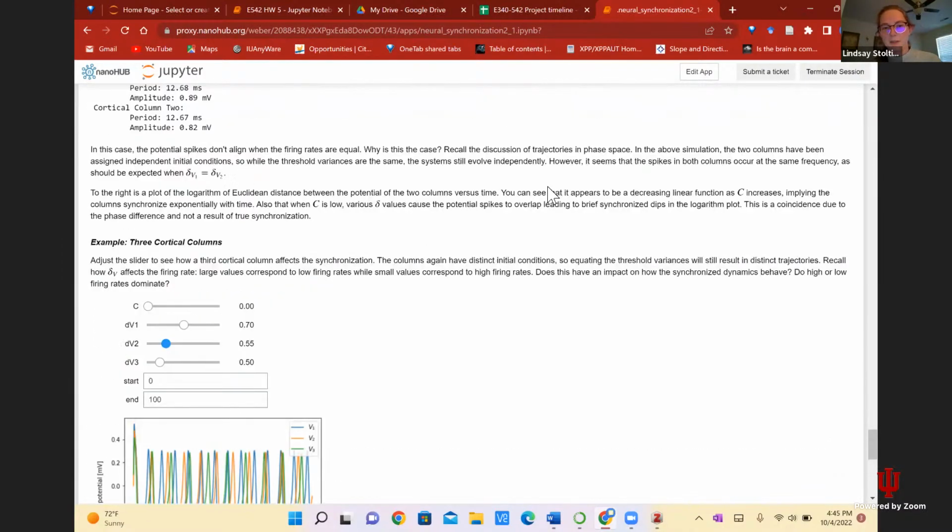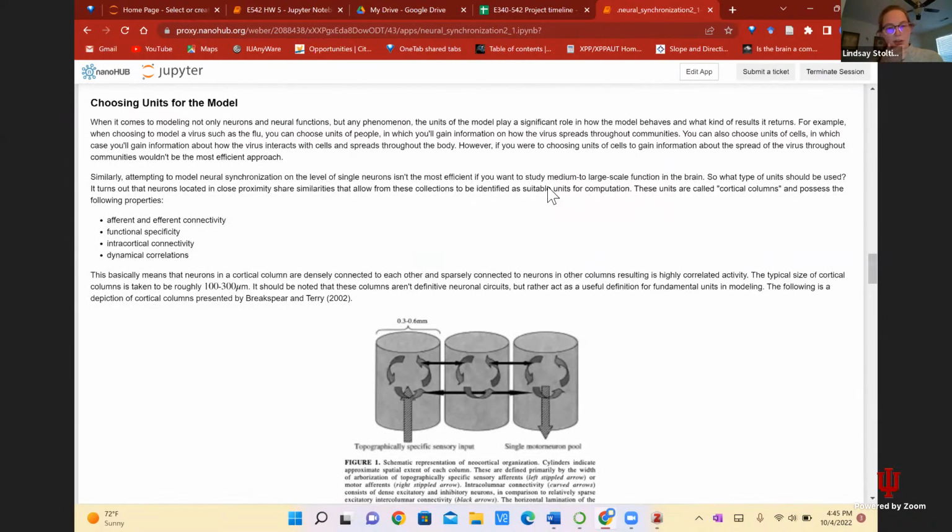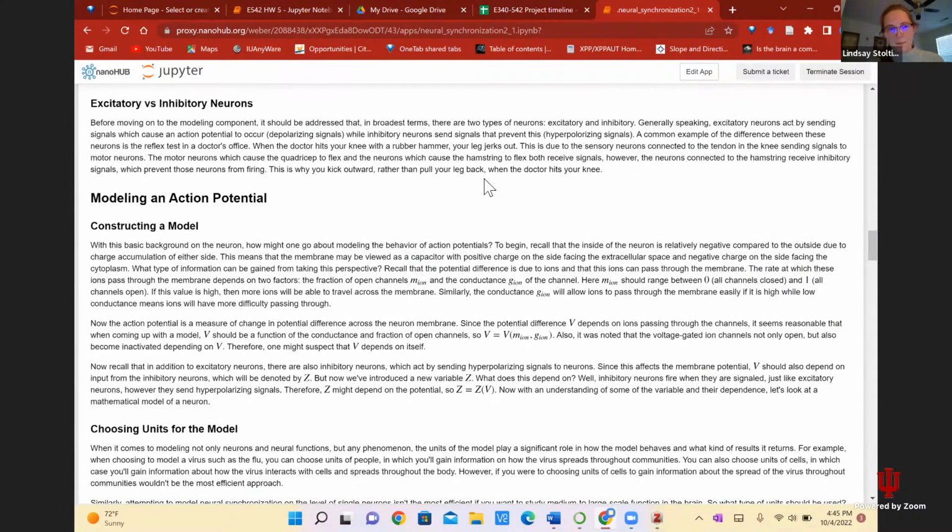Does anyone have any questions about the app before I just give a quick overview of what Grant and I are planning to do for our project timeline?